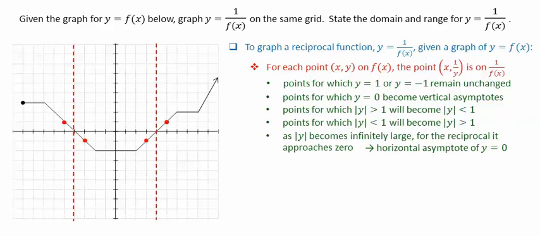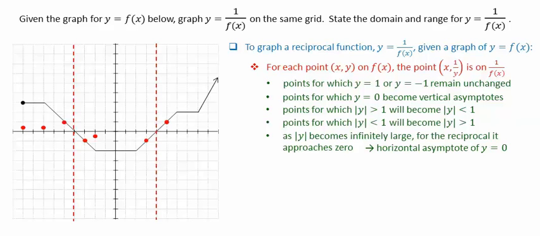We have the point negative 9, comma 3 on the graph of f of x. For the reciprocal, this corresponds to negative 9, comma 1/3. Note we're simply taking the reciprocal of the y coordinate. The point negative 7, comma 3 becomes negative 7, comma 1/3. Negative 2, comma negative 2 becomes negative 2, comma negative 1/2 on the reciprocal.